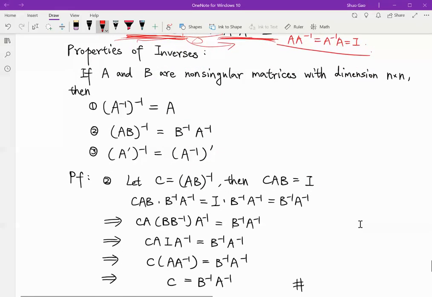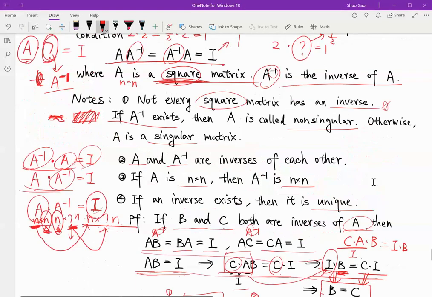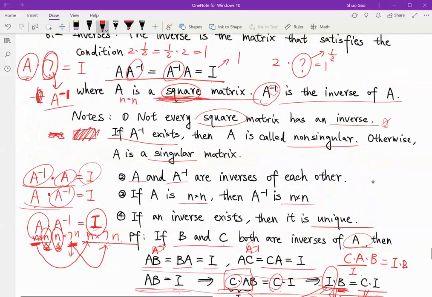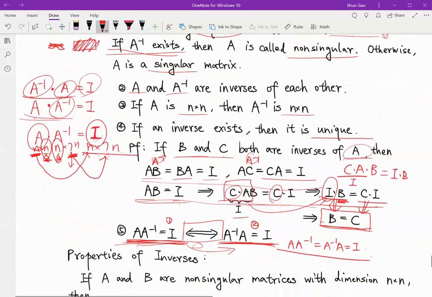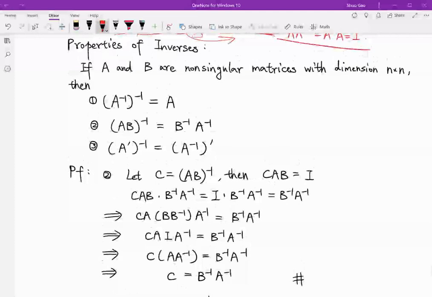And here are some of the properties. If A and B are non-singular matrices, which again means that the inverse matrix exists, so if A and B have inverse matrices, and A and B are of dimension n by n, then we have three properties.